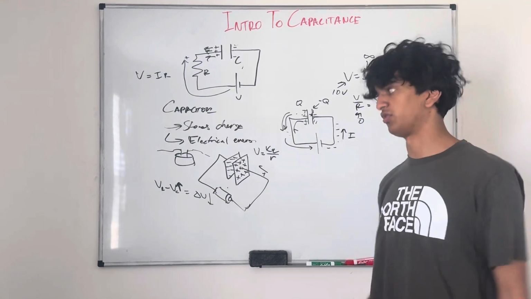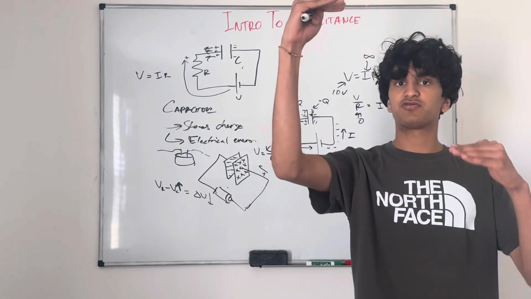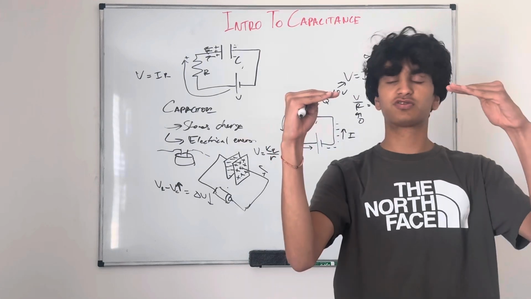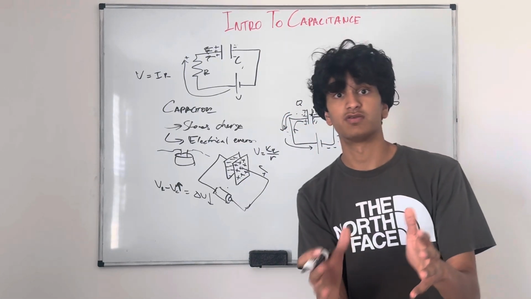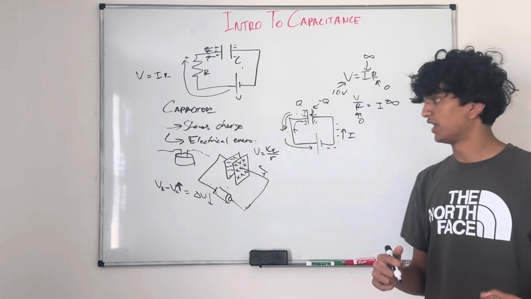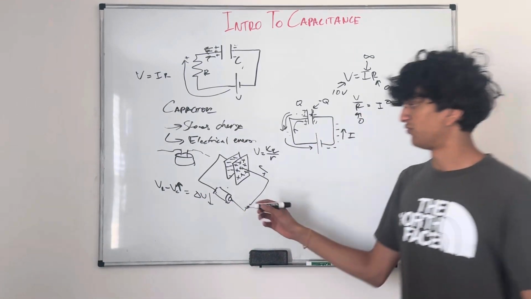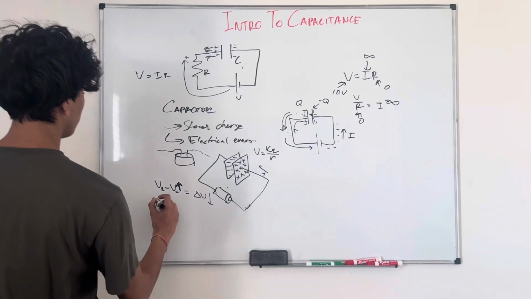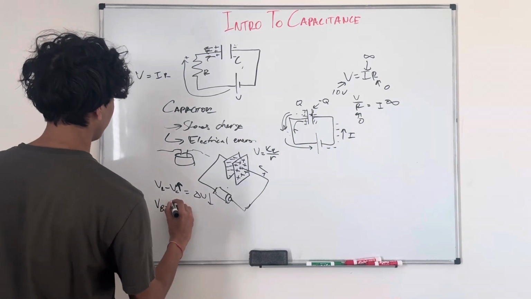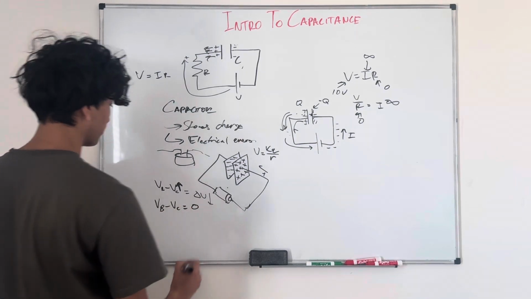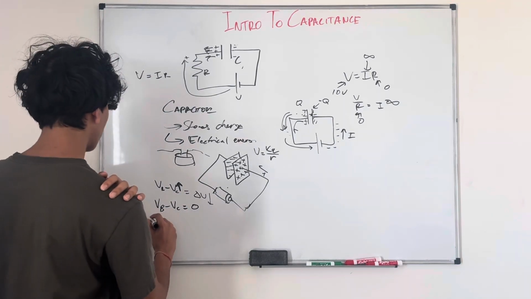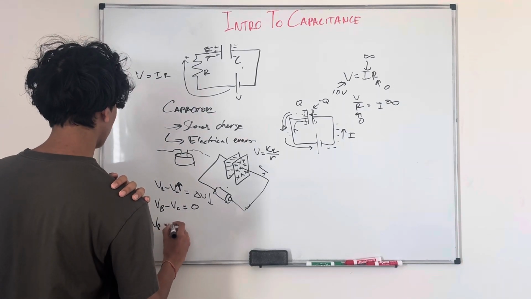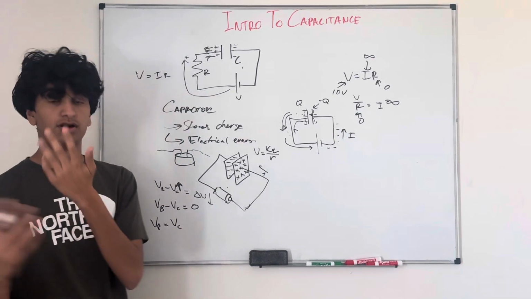So think about your ponds. If there's no potential difference, if the top pond is equal to the bottom pond, no water is going to flow, no more current is going to flow through the circuit. And if we think about the voltage of the battery minus the voltage of the capacitor equals zero, then if you add it to both sides, the voltage of the battery equals the voltage of the capacitor.